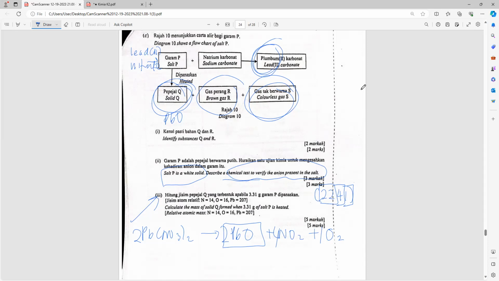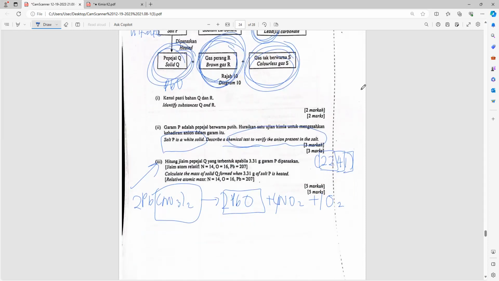Okay, so you don't know why my salt P has a nitrate ion? Very simple. Can you see there's a brown gas here? And can you see that when salt P has been heated up, I've got 3 products. When any salt is heated up and I get 3 products, it must be a nitrate salt. Only 2 salts can be heated up: a nitrate salt or a carbonate salt.